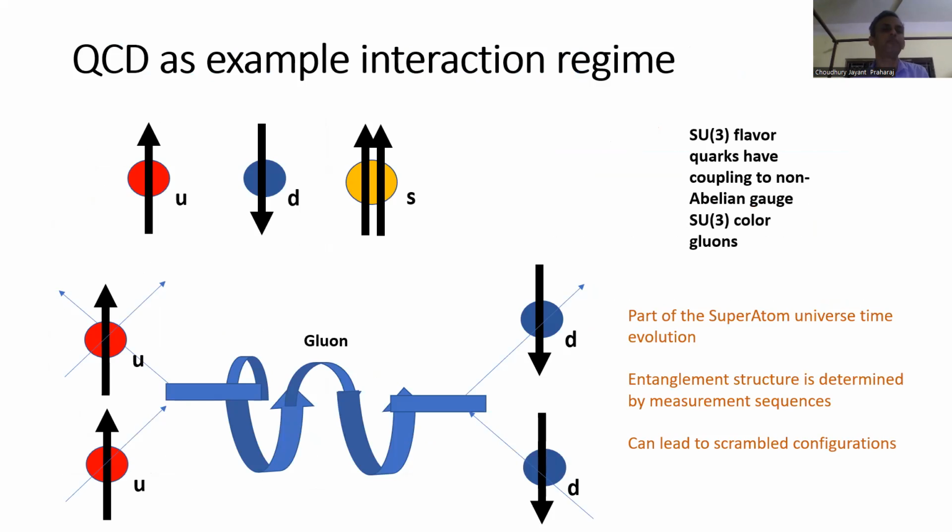So here in this slide, we show QCD as an example interaction regime, and you have up quarks and down quarks and strange quarks. So SU3 flavor quarks have coupling to non-abelian gauge SU3 colored gluons, and this shows how, for example, up and down quarks can interact by exchanging gluons.